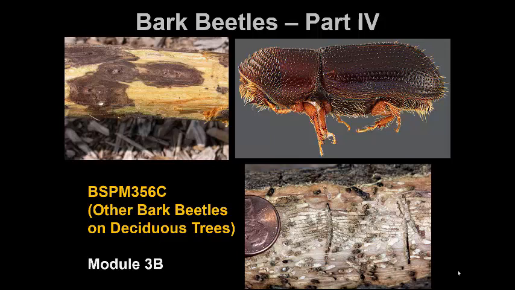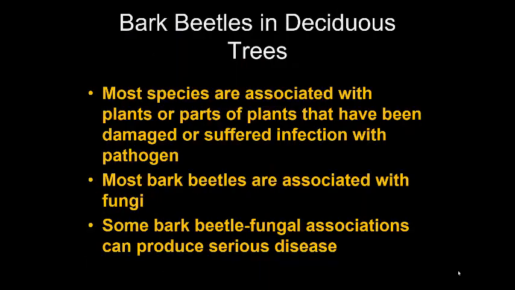I'd like to finish up with a couple other bark beetle situations, all of which involve bark beetles in deciduous trees. As we've already seen, many, probably most bark beetles are associated with plants or use parts of plants that have some predisposing stress issue, be damaged or infected with some pathogen. And most, probably all, bark beetles have some association with fungi, and some are quite close associations. And sometimes these bark beetle fungal associations can produce serious plant disease.